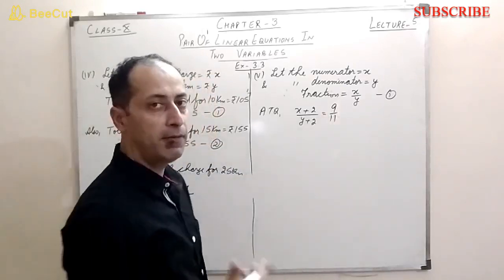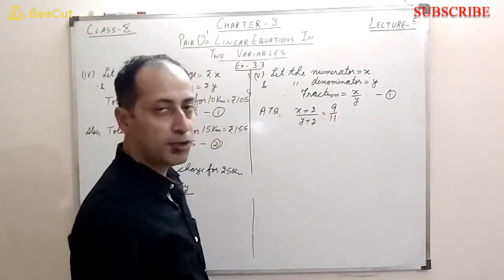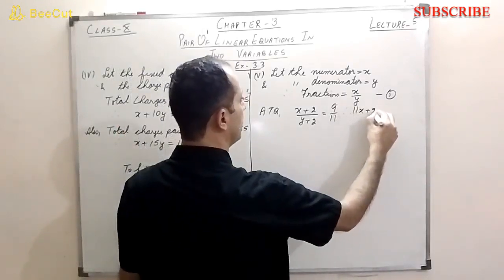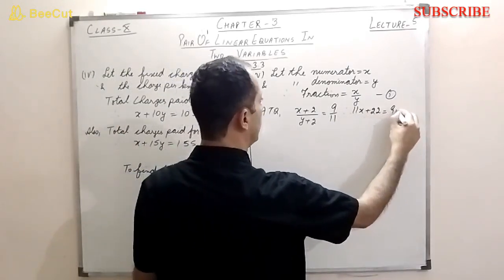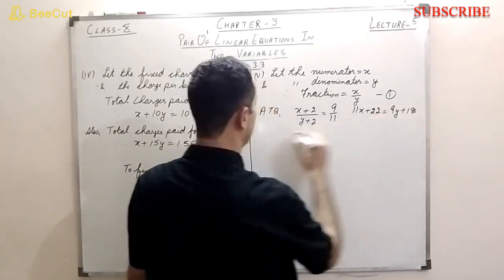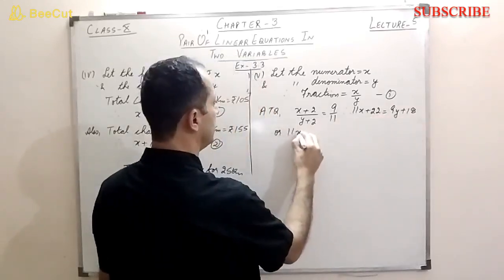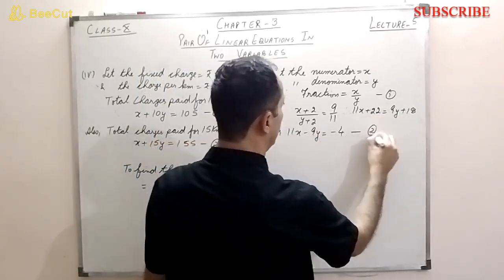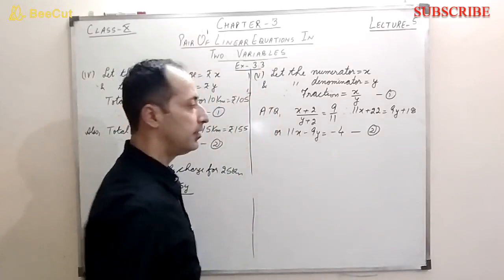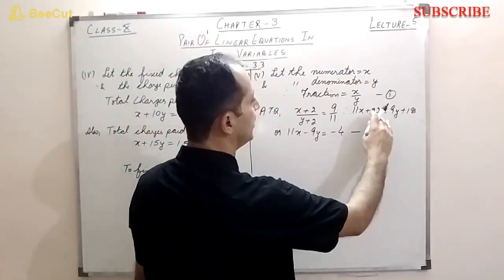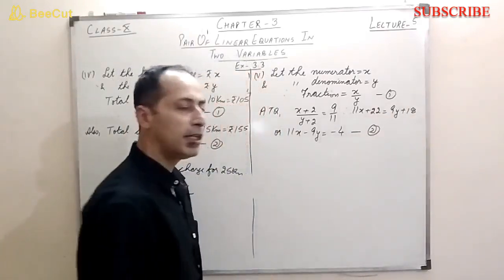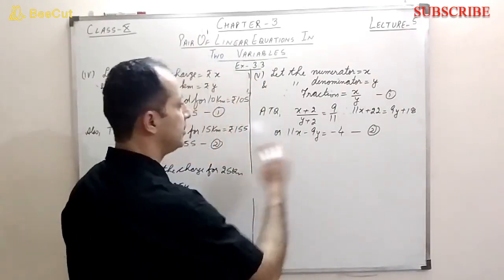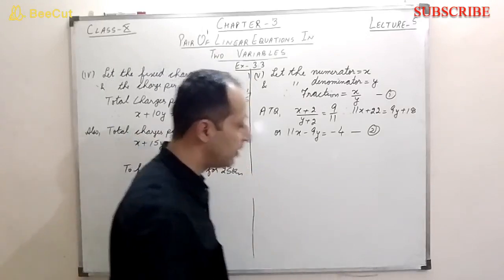So now what I will do, I will just simplify by cross multiplication. When I cross multiply, what I get, 11x plus 22 equals 9y plus 18, or 11x minus 9y equals minus 4. This is my second equation. So when you take this 22 to the right side, it will become a negative sign. So 18 minus 22 will be minus 4, right? So this is my main equation.